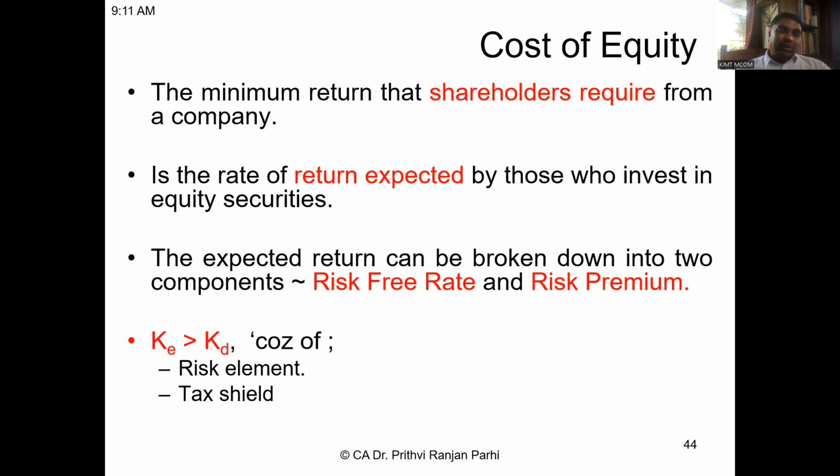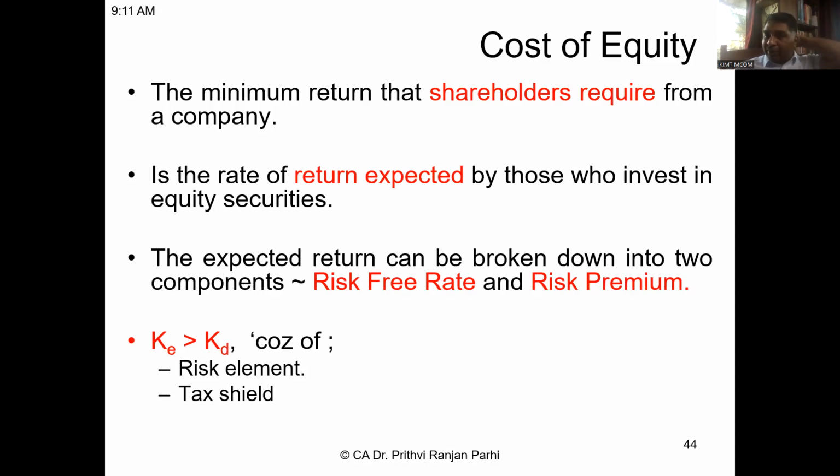The second reason why cost of equity is more is that cost of debt brings a kind of advantage called tax shield. When interest is paid, profit is reduced, and that reduces income tax. This reduction of income tax is called tax shield. So because of tax shield and because of the risk element, cost of equity is more than cost of debt.